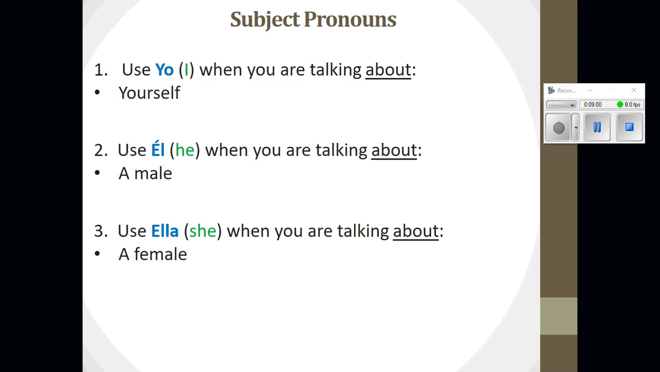Okay, the next part says that all other subject pronouns are used to talk about a person or group of people. List all subject pronouns below that fall into this group. We have 7 total. Our first slide here has 3. It says use yo, which means I, when you are talking about yourself. Use él, with an accent over the e, which means he, when you are talking about a male. And use ella, which means she, when you are talking about a female. So pause the video and fill those 3 in. Make sure you put what it means as well. So yo, I, él, he, and ella, she.